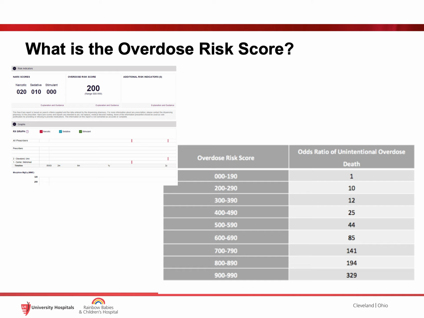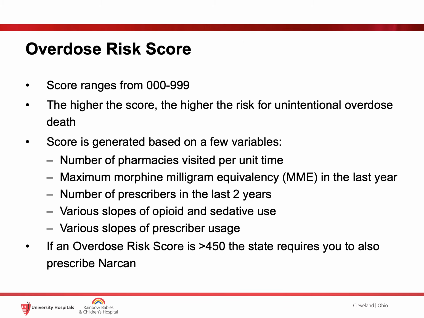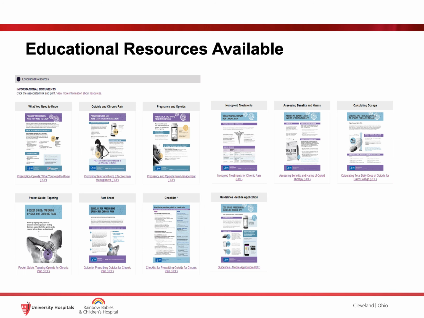The higher the number, the more likely you are to overdose from an opioid. The thing that I found really interesting as well is that if you have an overdose risk score that's greater than 450, the state now requires that you also prescribe a Narcan prescription to a patient that has that high of a score. They also have many educational resources available on the OARRS website for patients, which may be helpful to some people.